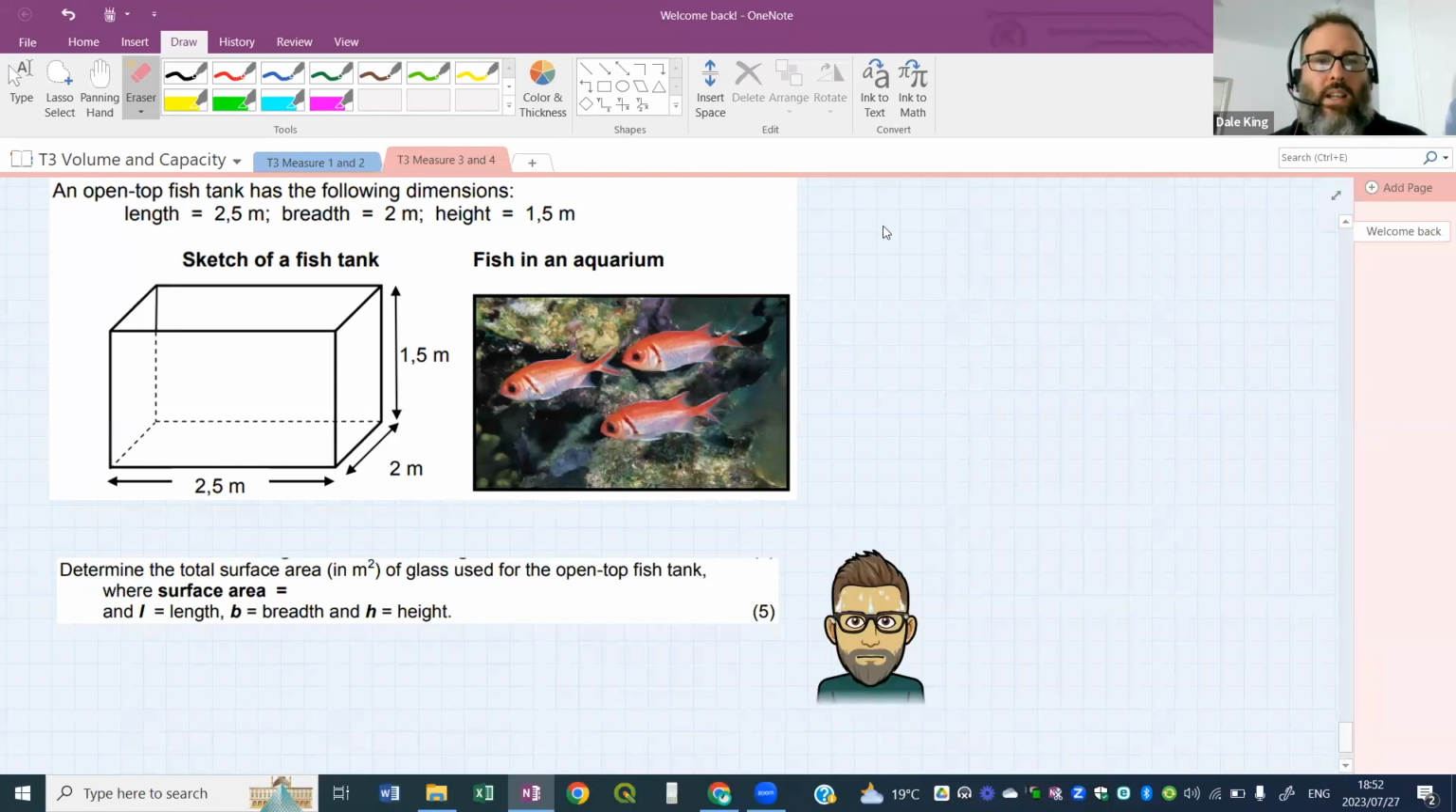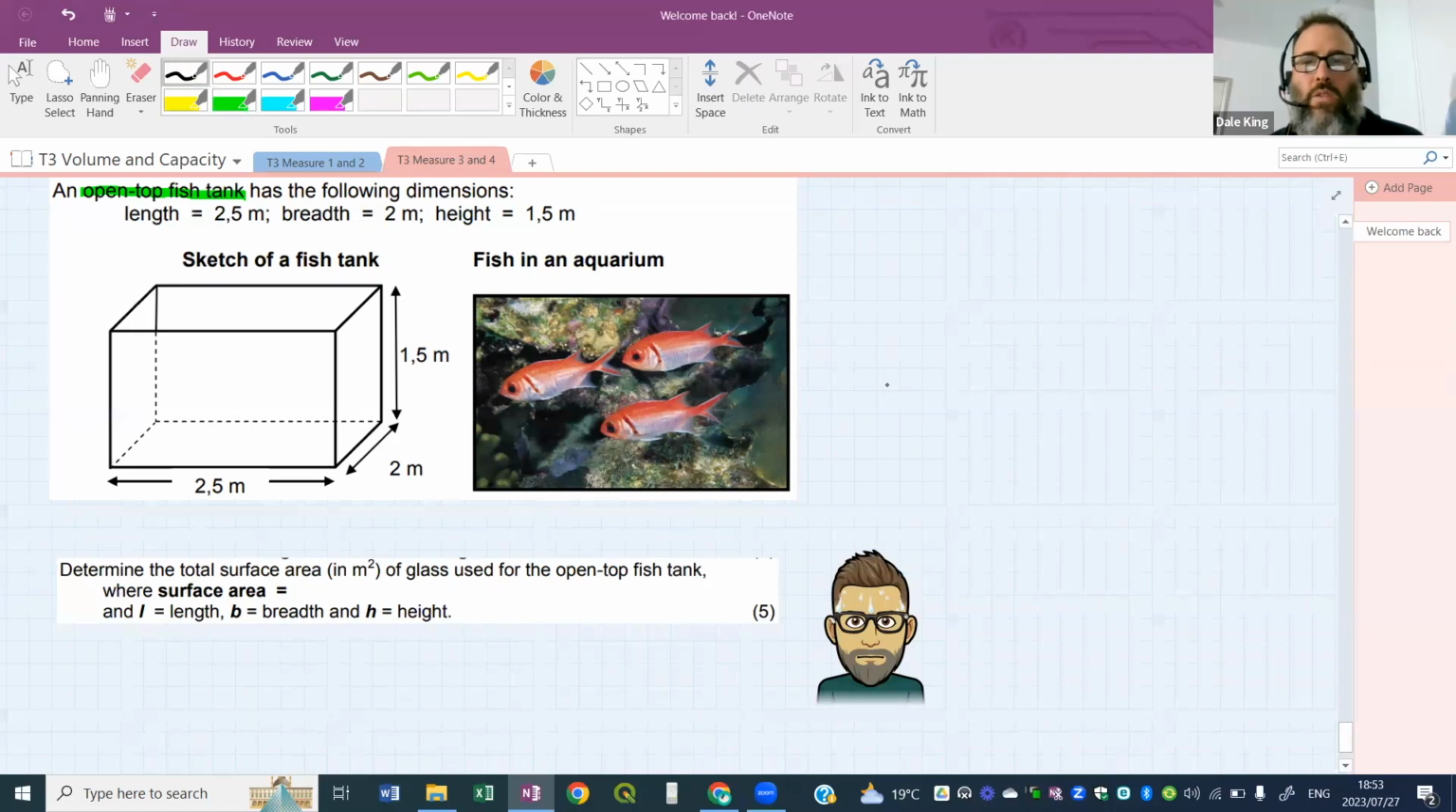All right. So we need to know the total surface area of the glass. Careful, because it's an open top fish tank, which means it's missing one of its sides. There's a clue. I know it's not fair. Tando, length times breadth times height, that's going to give you volume. Hey, we're looking for surface area.